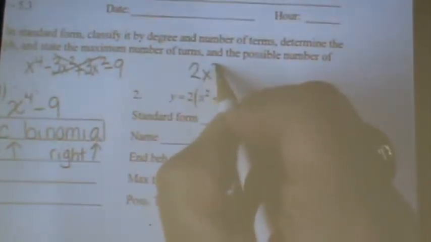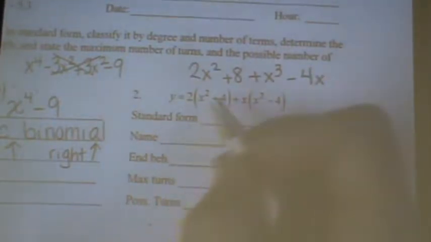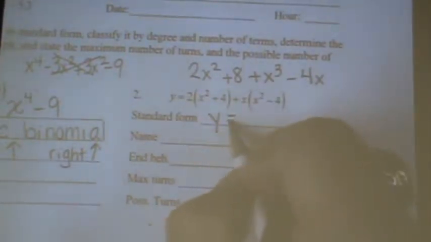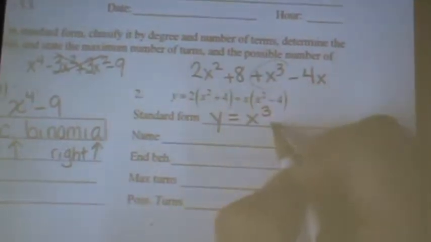Just a little bit. Number 2. What should I do with this one? We're going to distribute the 2 here. You have 2x squared plus 8. And then plus, they're asking you to add x times x squared, which is x cubed. And then x times negative 4 is negative 4x. Now, how do we write this in standard form? Y equals x cubed, that's your highest power, then the 2x squared, then the negative 4x, and then the 8.